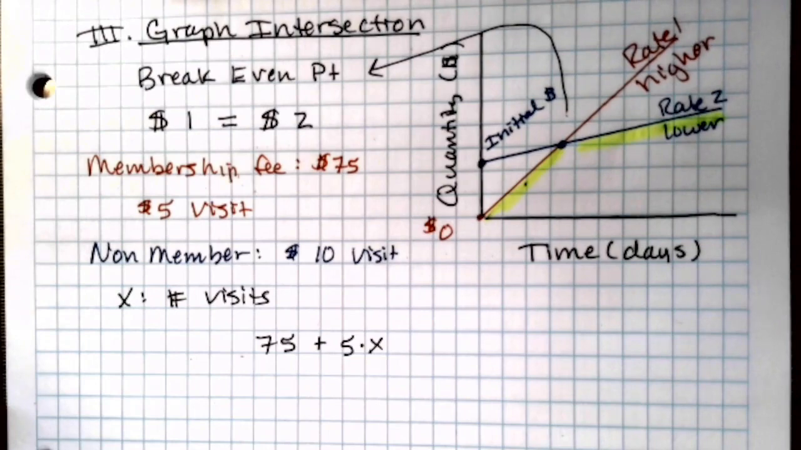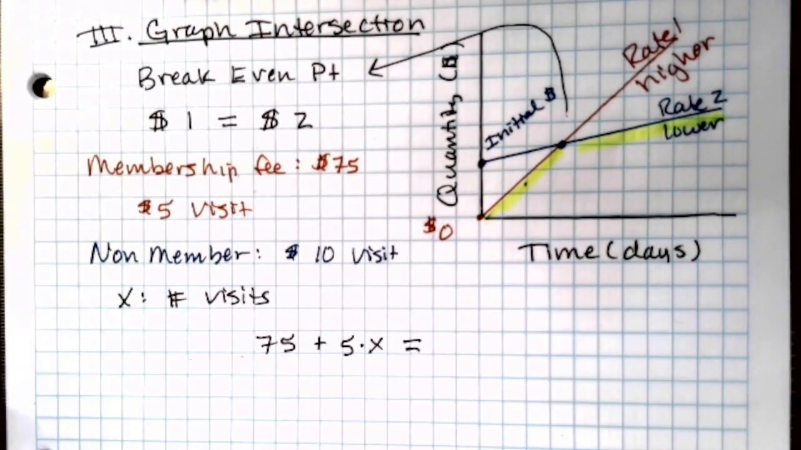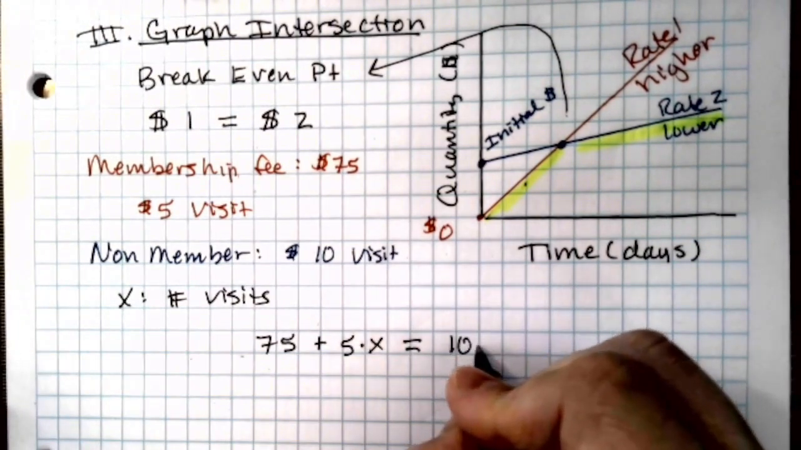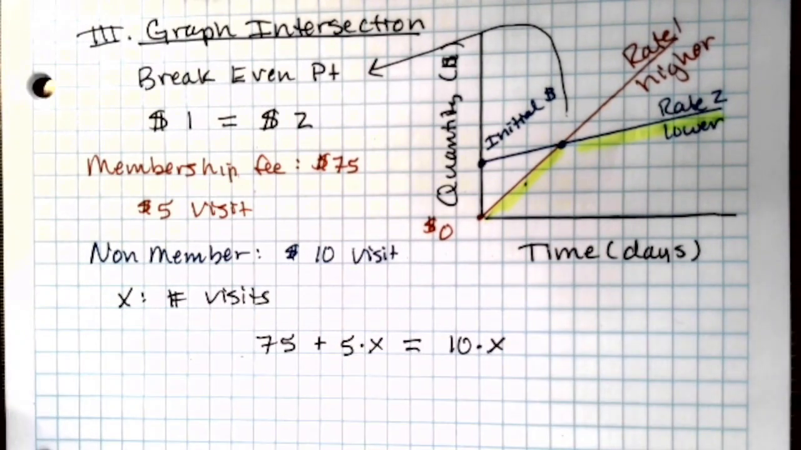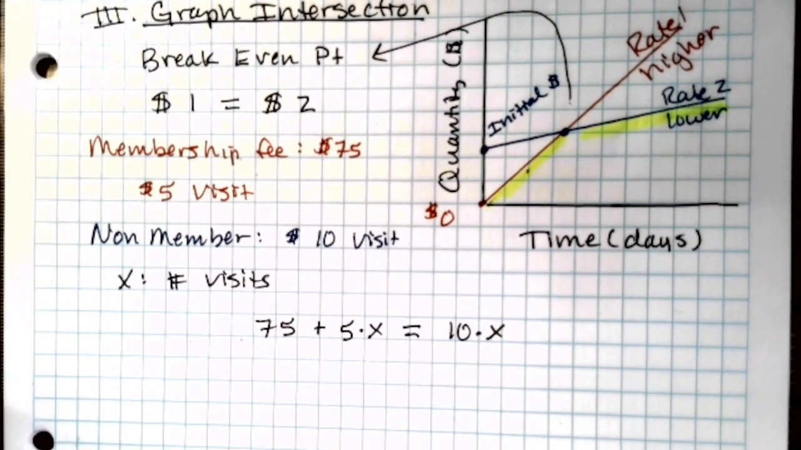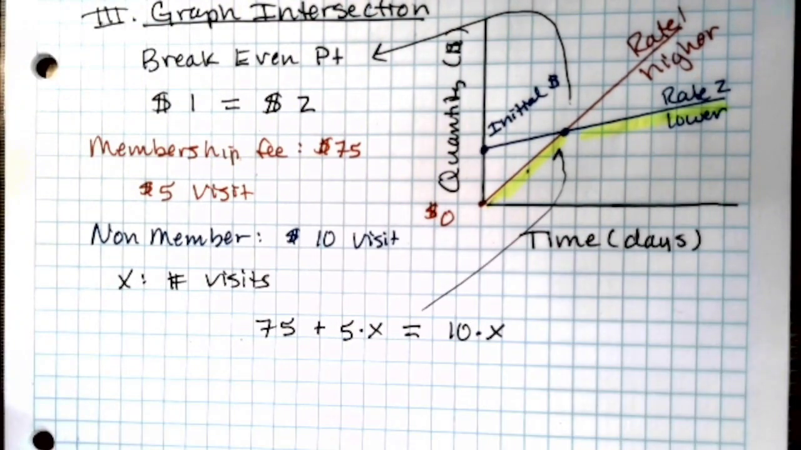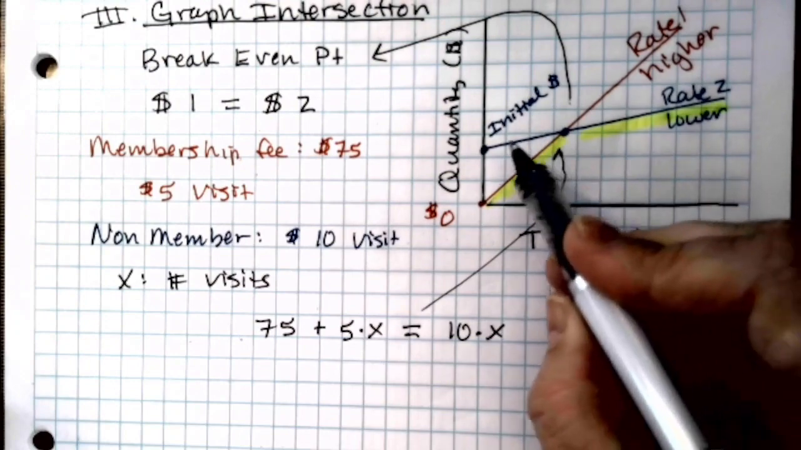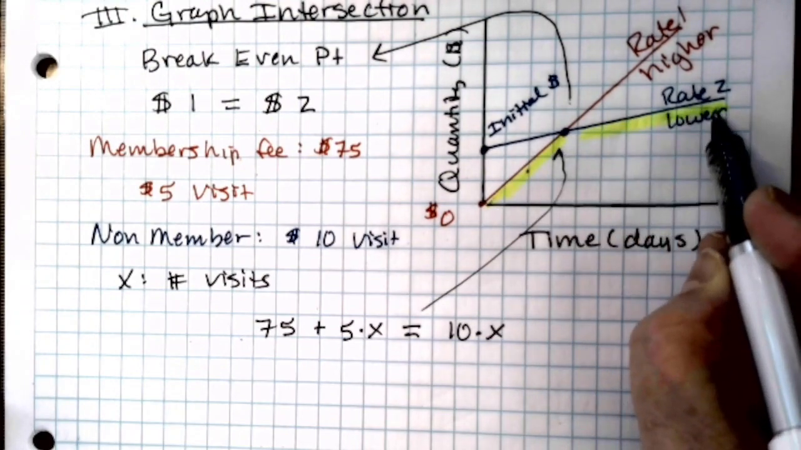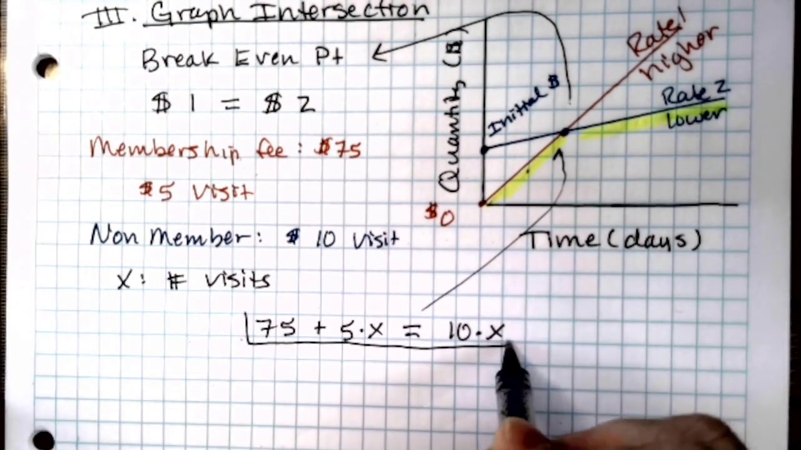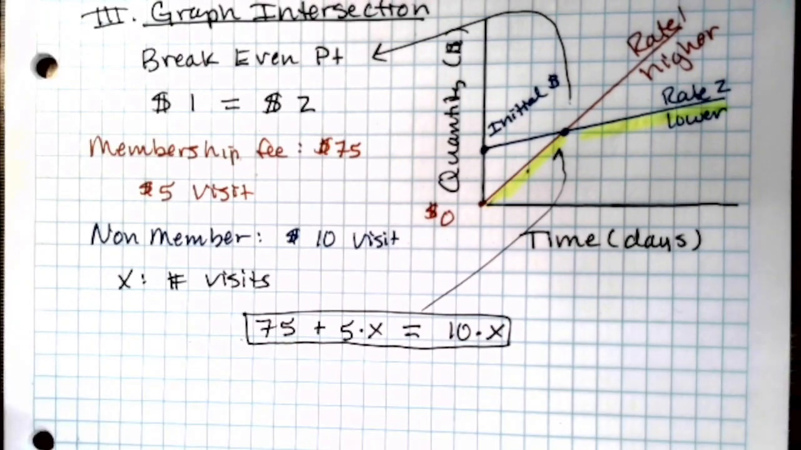That would be your costs. And we want to know, when is that going to be equal to $10 times X, because you're $10 per visit. This will give us our break-even point. After that point, being a member will be a better deal. So that's how you set this up, and then you solve for X.